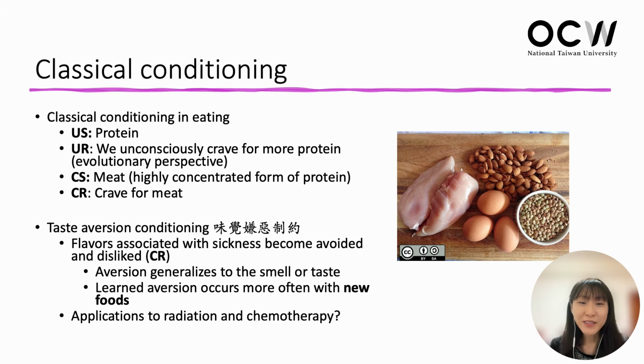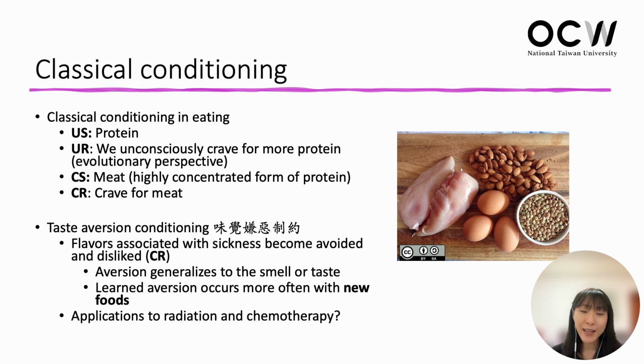Now let's apply this concept to humans. In humans, we do have classical conditioning in eating, and also related to taste aversion conditioning. In this example, we have protein as our unconditioned stimulus, and our unconditioned response would be to crave more protein. So this is based on the evolutionary perspective. And after we learn that meat has high levels of protein, our conditioned response is to crave meat.